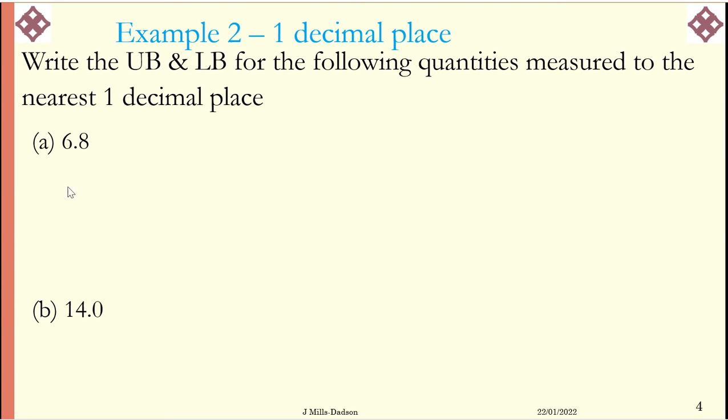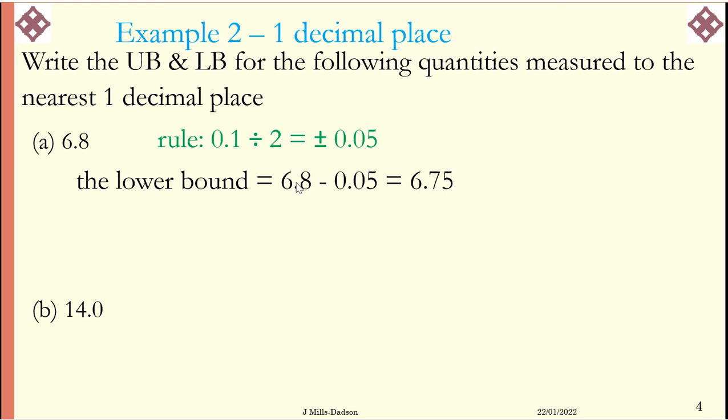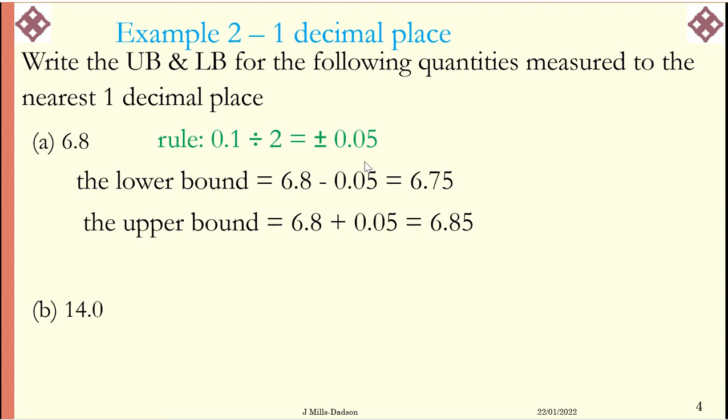Now, what if these measurements are done correct to the nearest 1 decimal place? So, 1 decimal place, the value is 0.1. So to create the rule, you take 0.1 and halfway we divide it by 2. Which means our rule will now be plus or minus 0.05. So lower bound for 6.8 is 6.75. Upper bound 6.85.